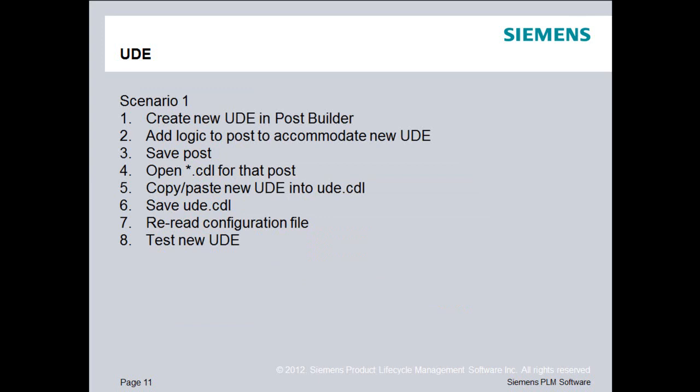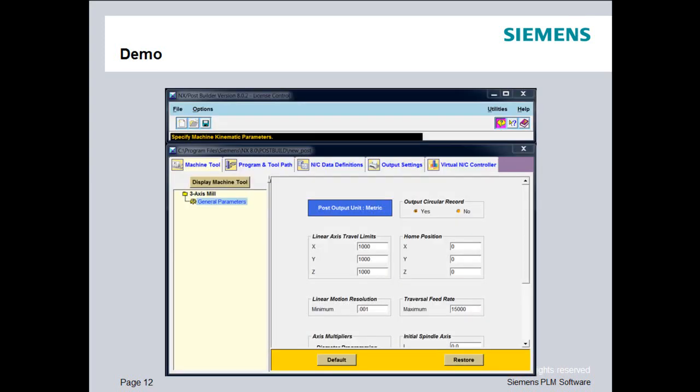In our first scenario, we'll create a new user-defined event in Post Builder. We'll then add logic in the post to accommodate this new user-defined event. We'll save the post. We'll then open the CDL file that was created for that post. We'll copy and paste our user-defined event into the main ude.cdl file that NX uses. Then we'll save that file, reread it, and then we'll test that new user-defined event. Let's get started.